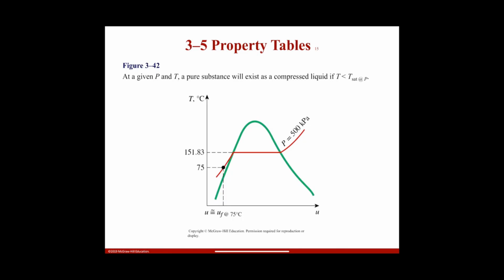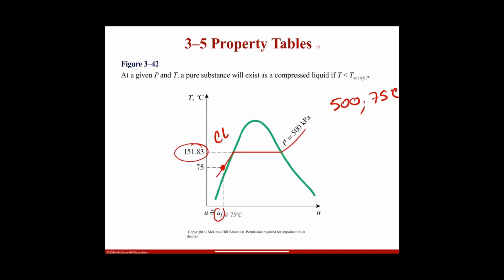So, same thing. This is what you have at 500 kPa. You have a saturation temperature of 151.83, but your point is at 500 kPa and 75 Celsius. So if this is your saturation temperature and you are below it, that means that you are in the compressed liquid phase. If you're in compressed liquid and you're looking for u, you can just take uf at 75 Celsius and find the value that you need. Okay?